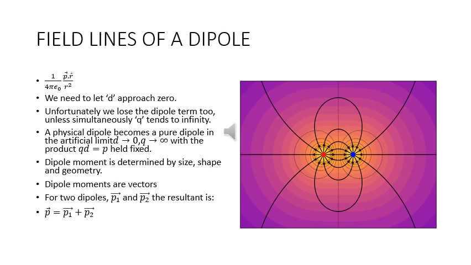The dipole moment is determined by size, shape and geometry. Dipole moments are vectors. So for two dipoles P1 and P2, the resultant is P equal to vector P1 plus vector P2. The diagram on the right hand side shows a dipole given by charges plus Q and minus Q. The electric lines of force originate on the positive charge and end on the negative charge.